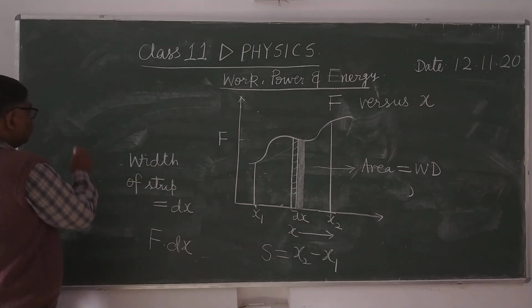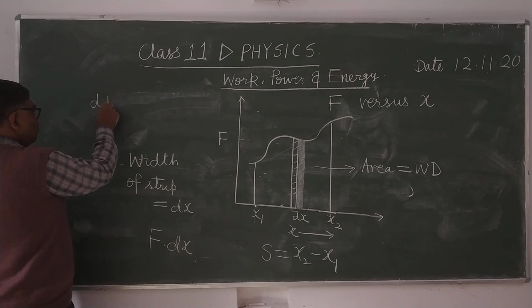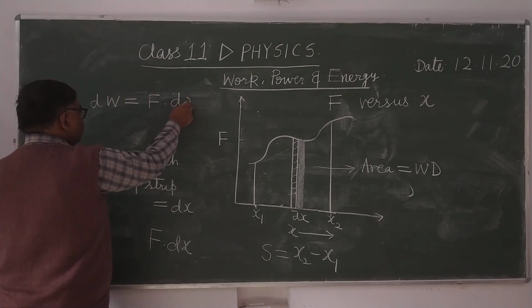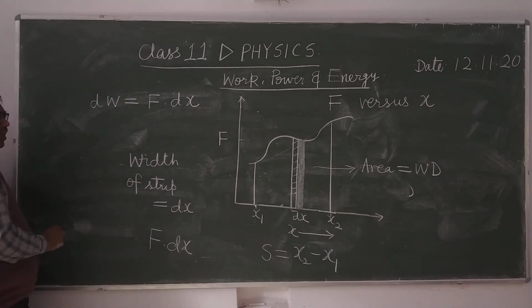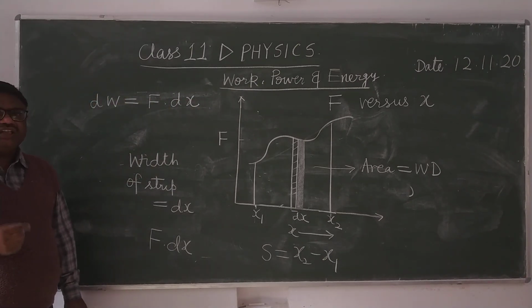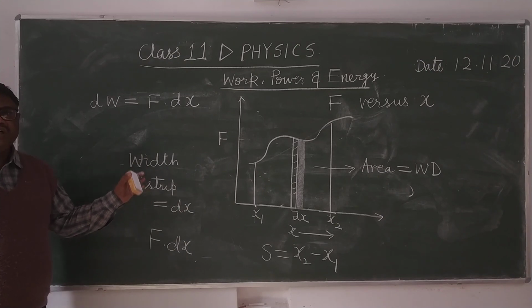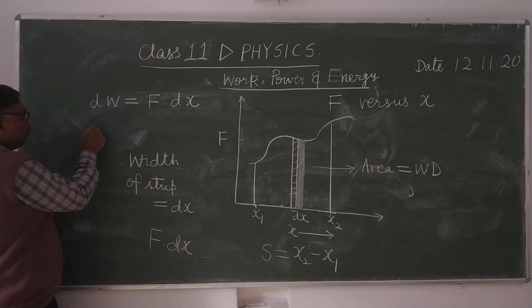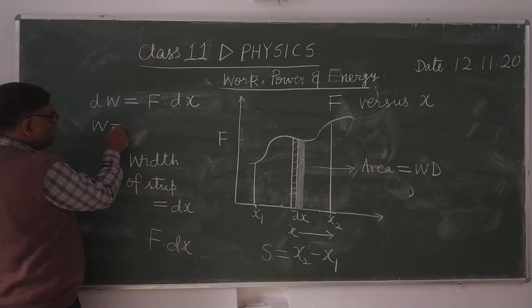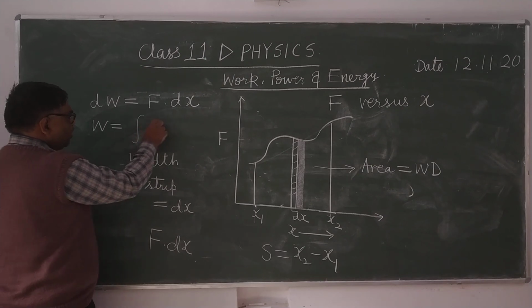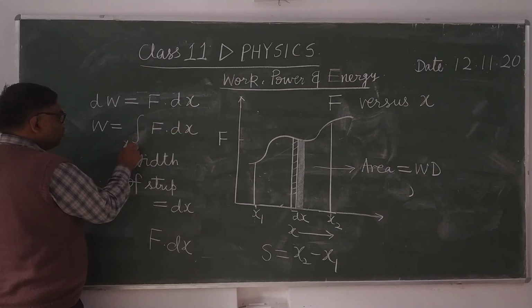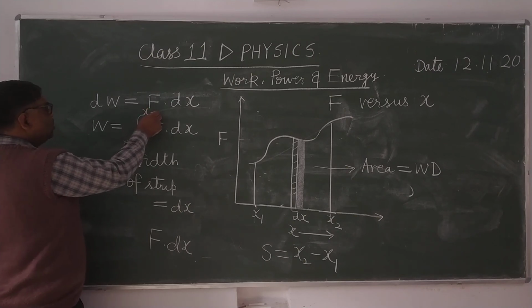By using integration, what will be the work done? Over one strip it will be equal to F into dx. How will you calculate this area? By integrating. Integration is the process of summation of like type of quantities. So what will be work done? It will be integral F into dx, from x1 to x2.